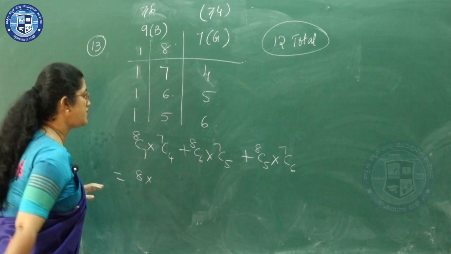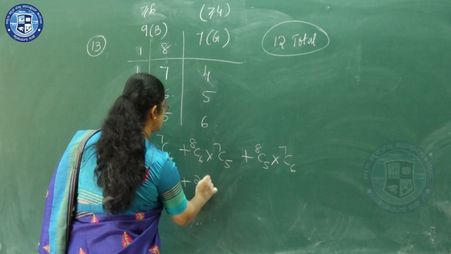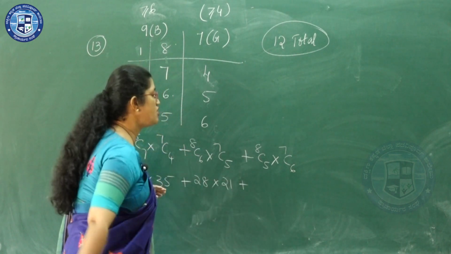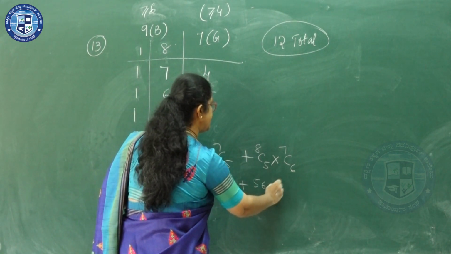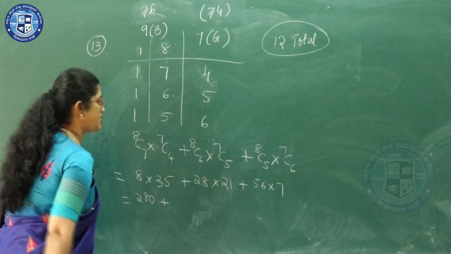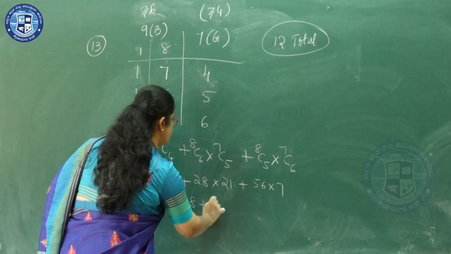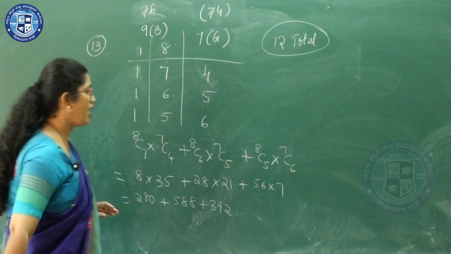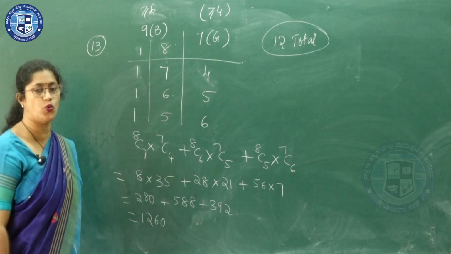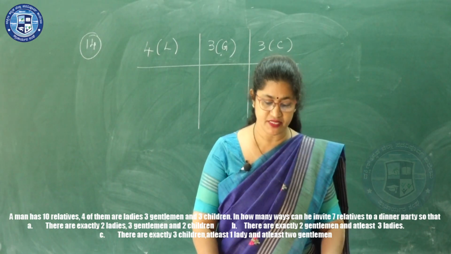Now calculate these values. 8C7 is 8, 7C4 is 35, plus 8C6 is 28, 7C5 is 21, 8C5 is 56, into 7. Multiply these, you will get 280 plus 588 plus 392, and this total will be equal to 1260.